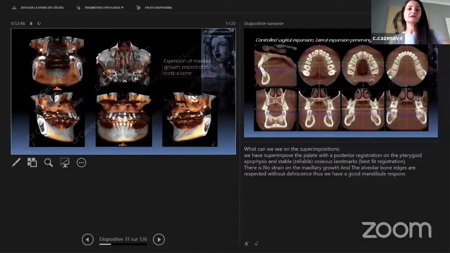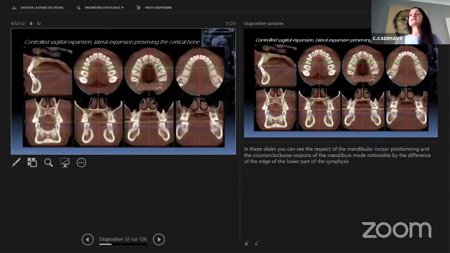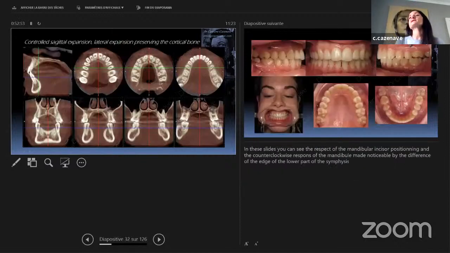You can see in these slides the respect of the mandibular incisors positioning and the contact device response of the mandible, made noticeable by the difference of the edge of the lower part of the symphysis. So we have a contact device rotations.